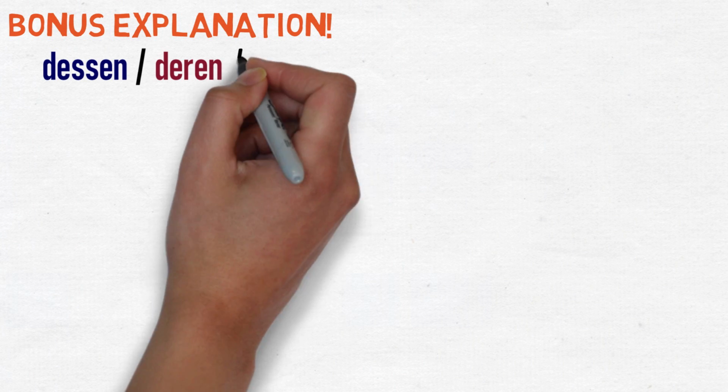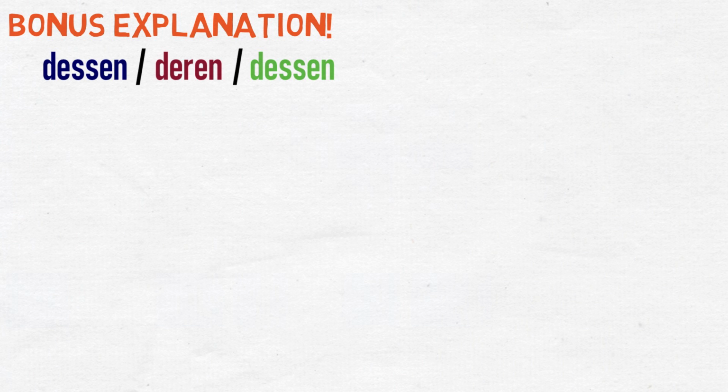Another way in which dessen for masculine and neuter and deren for feminine are used is to determine who an object belongs to. It's not really a demonstrative pronoun, but it seems sensible to mention it here.